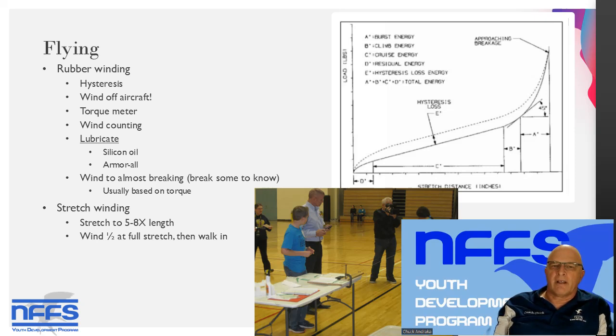Wind almost to breaking. You can break some rubber to know where breaking is and then back off of that. Don't wind quite so hard on your actual winds. But again, it's easier to know where that is in torque rather than number of winds. I mentioned stretch winding. You can see the young lady here is stretching the rubber about 5 to 8 times its original length, and then winding about half the turns you expect to reach at full stretch, and then walking in while continuing to wind. The last few feet of walk in, all you're doing is organizing the knots as they form. You're not trying to get more energy into the rubber at that point.